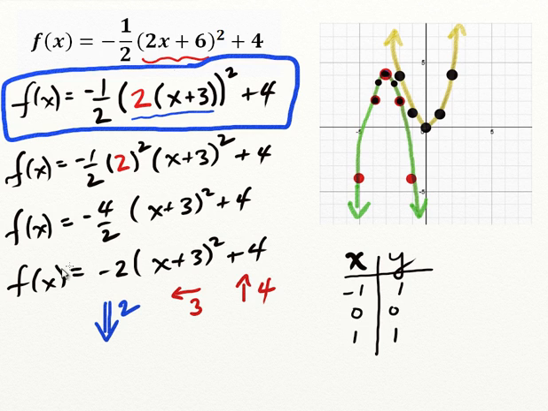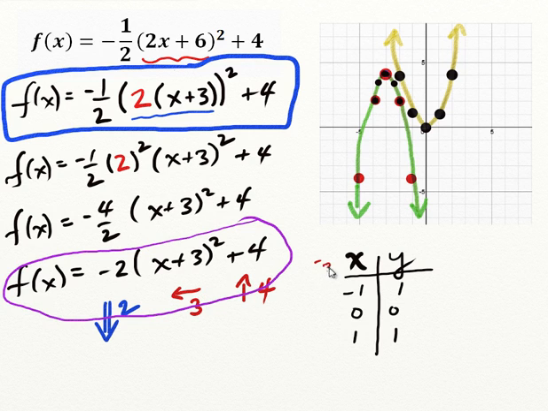Okay, let's use this last function here, and we're going to apply those transformations into this table of values. So let's work with the x first. We do not have a stretch or a compression or a reflection in the x, but we do have a red translation to the left by 3. So I'm going to take the x values and subtract 3 from all the x values. -1 subtract 3 is -4. 0 subtract 3 is -3. And 1 subtract 3 is -2. So those are my x values.